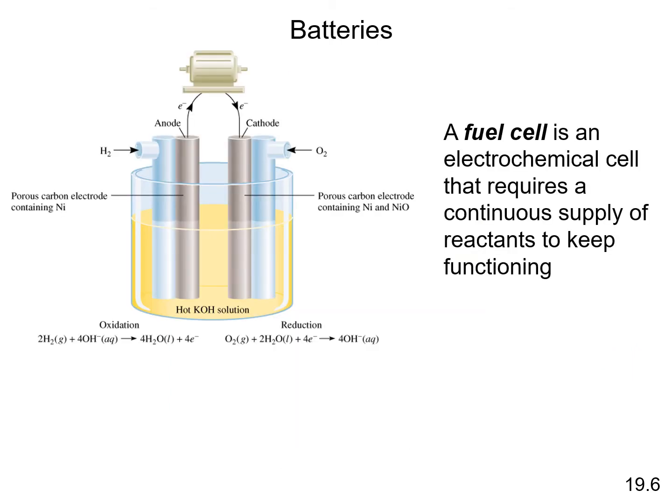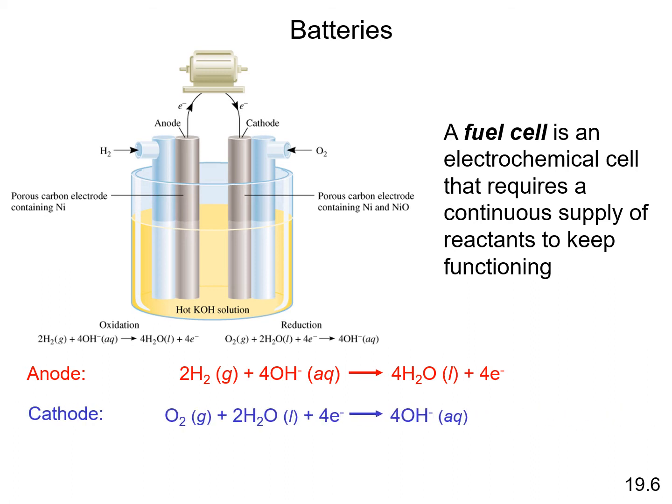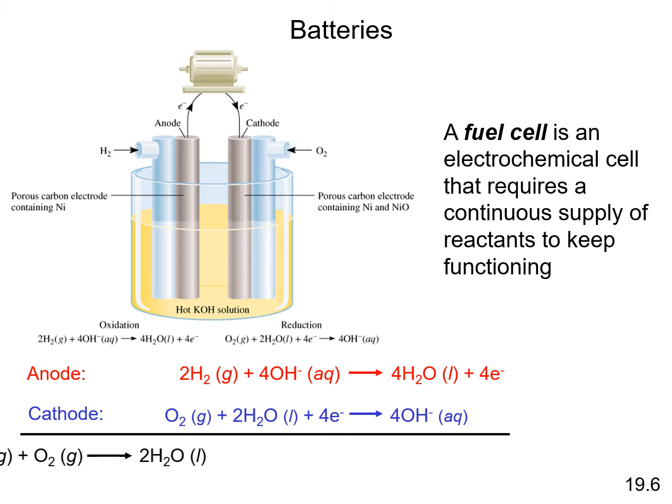And then there's also the fuel cell. This is also an electrochemical cell that requires continuous supply of reactants to keep functioning. This will give us direct production of electricity, and this is very efficient because the only waste product here is water. So we have the reaction at the anode, and then the reaction at our cathode. So basically, it's just production of water.